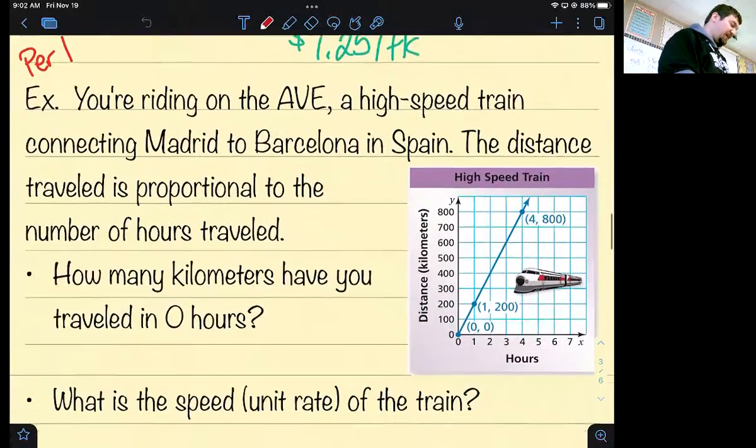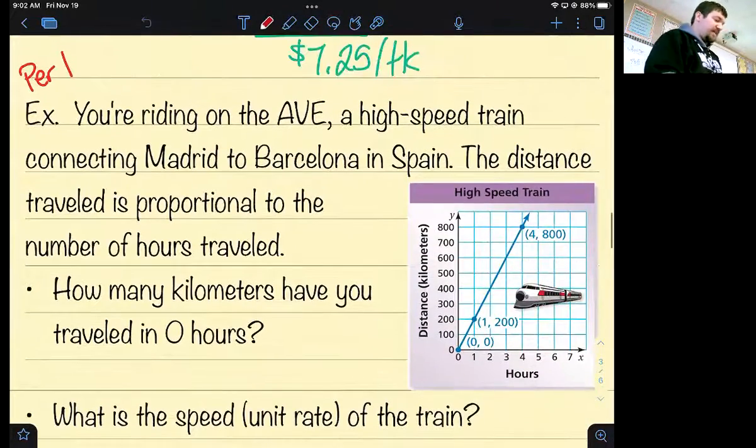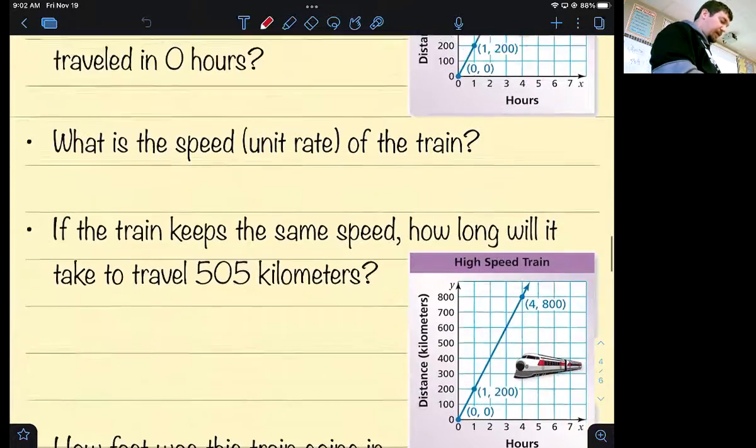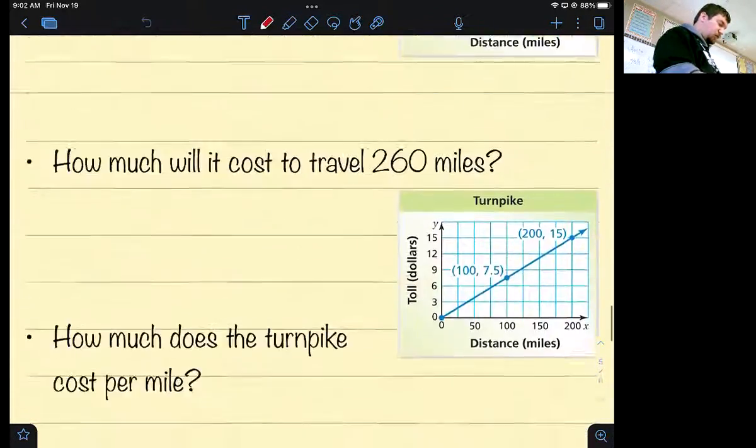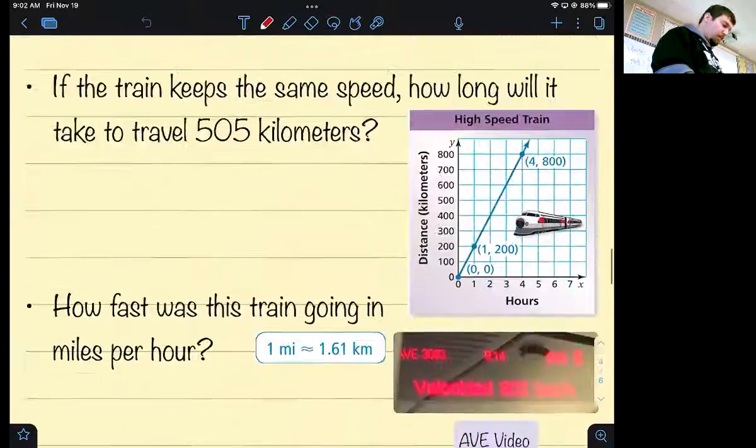Here's our question with the AVE. You're riding on the AVE, a high-speed train connecting Madrid to Barcelona in Spain. The distance traveled is proportional to the number of hours traveled. How many kilometers have you traveled? Okay, so it looks like we only had 2 questions left, but they just kind of asked us several questions about these 2 questions.